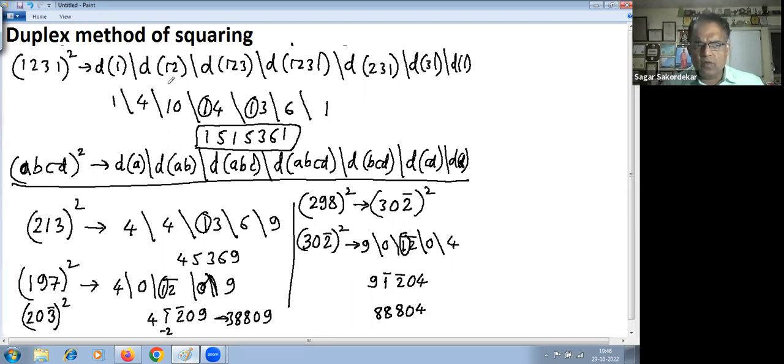Duplex of 1 is 1 square, which is 1. Duplex of 1, 2 is 2 into 1 into 2, which is 4. Duplex of 1, 2, 3 is 2 into 1 into 3, that is 6, plus 2 square, that is 4. 6 plus 4 is 10. Duplex of 1, 2, 3, 1 is 2 into 1 into 1, that is 2, plus 2 into 2 into 3, that is 12. 2 plus 12 is 14. Then 2 into 2 into 1 is 4, plus 3 square. 4 plus 9 is 13. 2 into 3 into 1 is 6, and 1 square is 1. Then you simplify: 13 carry 1, this becomes 15, out of that 5, carry 1 here, 11, out of that 1, carry 1 here, 4 plus 1 is 5. Clear, Satvik?